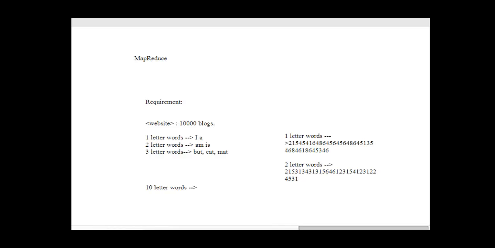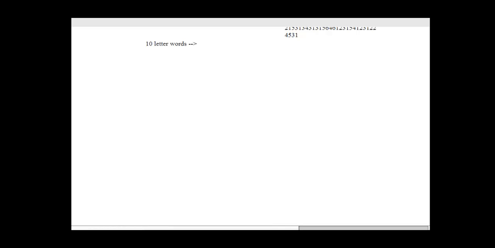Now how do you go about this? This is the problem, and let's think of what our solution can be. If you understand what the problem is, then we can go ahead with how our solution can be framed. So this is our problem.